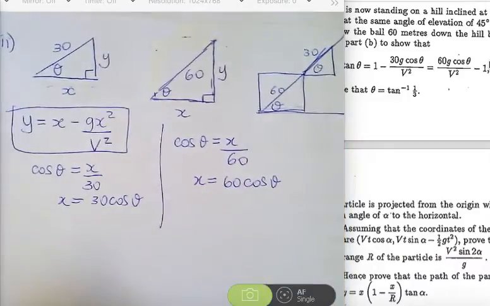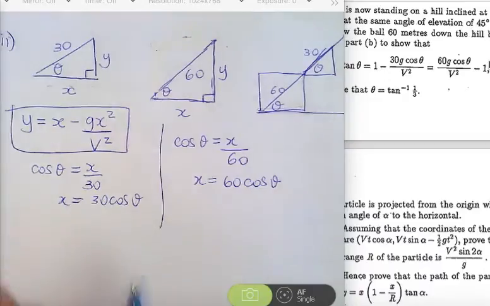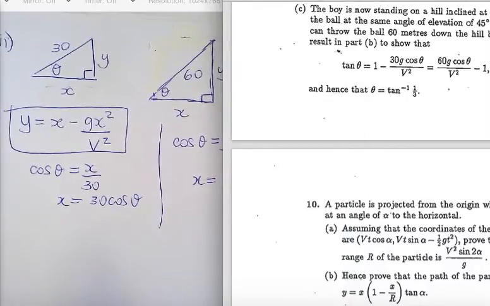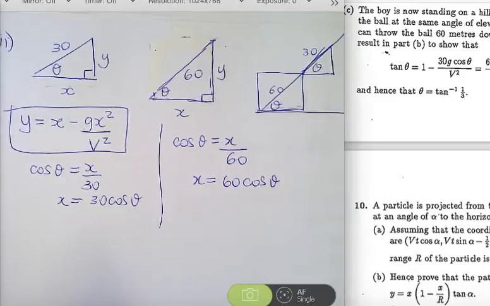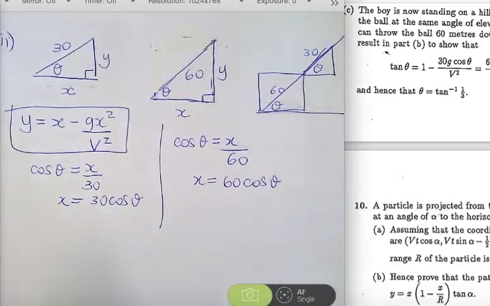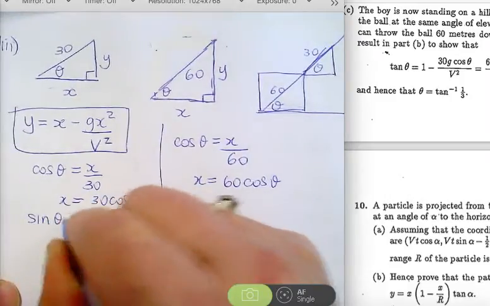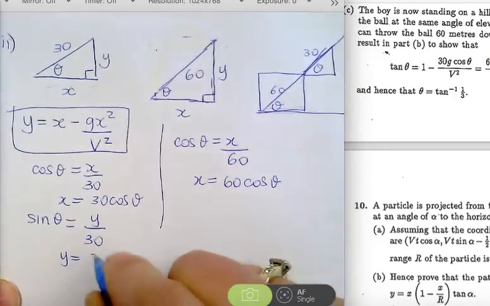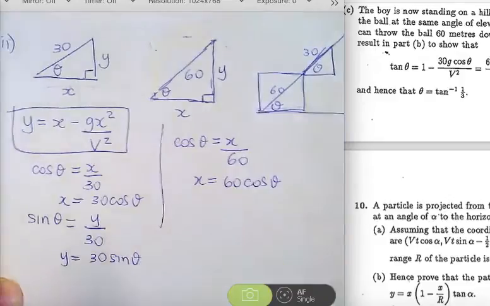Now, we're obviously going to have to use both. We're going to have to probably set up some simultaneous equations. Notice we're also trying to get a tan theta. Where are we going to get that from? Sine on cos, more than likely. So let's do sine theta as well. Sine theta is y on 30, therefore y equals 30 sine theta.